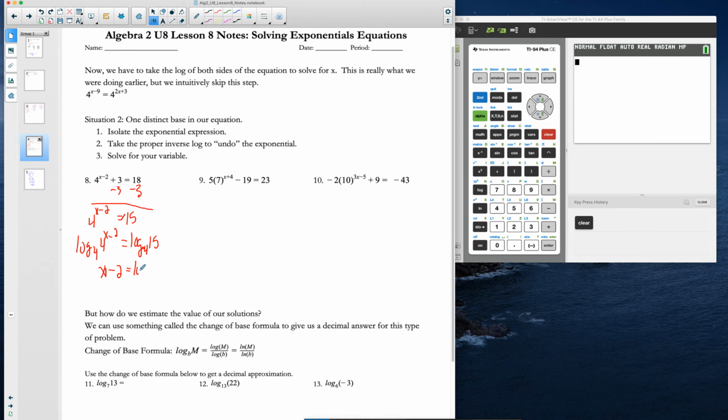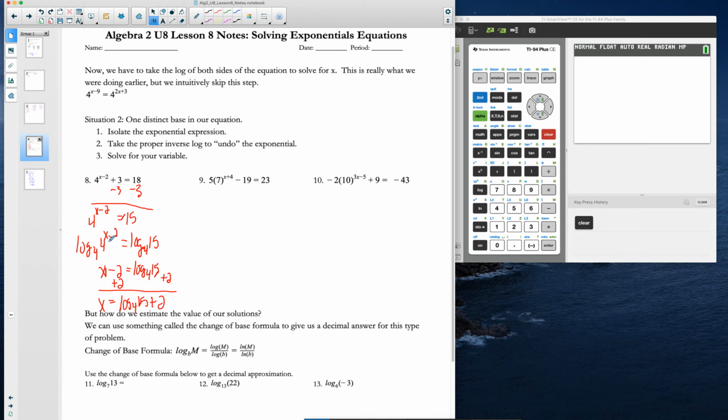And then we can still have our log base 4 of 15 right here. And then our final step to solve is to add 2 to both sides. And then once again, I'm just going to add that on out here. All right. And so we get x equals log base 4 of 15 plus 2. And so that's an exact answer right there.